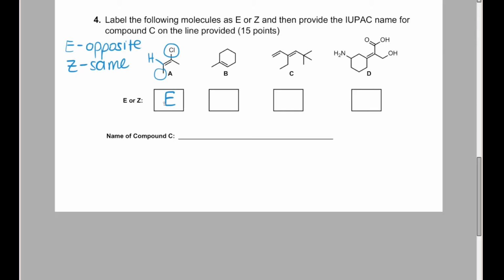For molecule B, we have a cyclic alkene, and normally when we name stuff, we don't really assign E and Z to cyclic alkenes, but I guess for this problem, we're asked to anyway, so let's just figure that out. So in this case, we have this alkene here, and then we have this left side, which consists of a methyl group here, and then this big group, which is like the rest of the carbon ring.